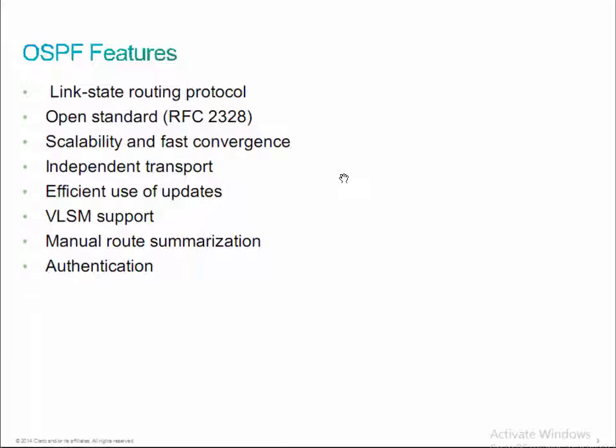OSPF was first developed in the early 90s under RFC 1131. That was the first version of the protocol. The current version that we're presently using today, specifically for IPv4, is OSPF version 2. That was specified in RFC 1247 and 2328. And then we have the implementation of OSPF version 3, which is used specifically for IPv6 networks.